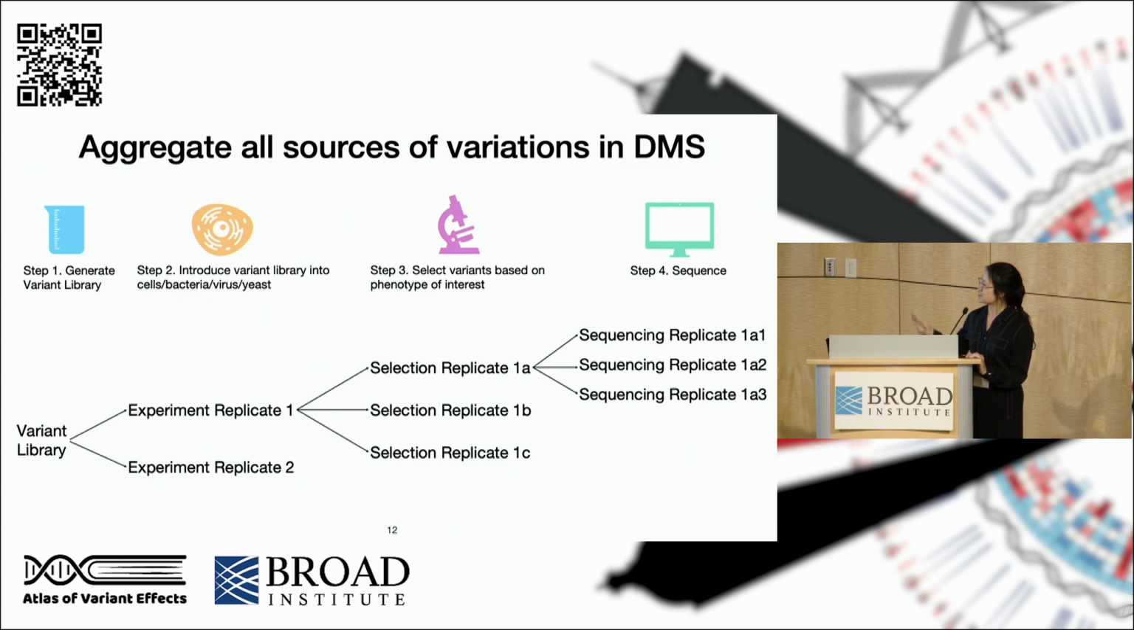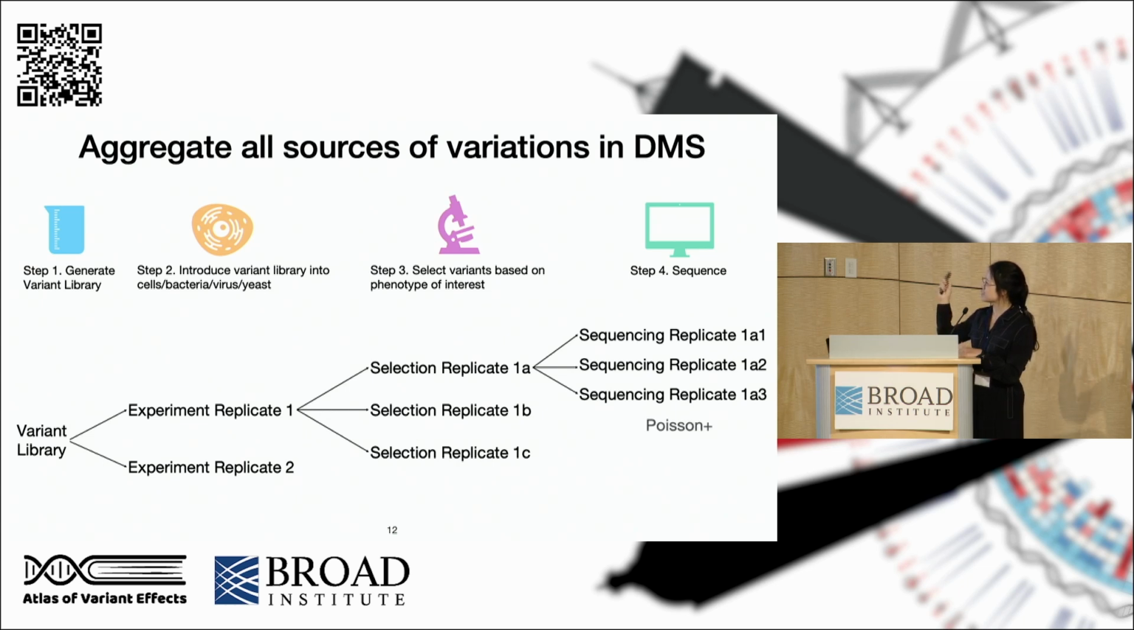So here's some replicate notation adapted from the DIM-SUM paper. First we have the variant library, and then we introduce the same variant library into your host, and that becomes the experiment replicate. After you have this pool of cells before the selection, you do a couple of rounds of selection, and that's the selection replicate. After you get the cells after selection, you do the sequencing a lot of rounds, and I call it the sequencing replicate.